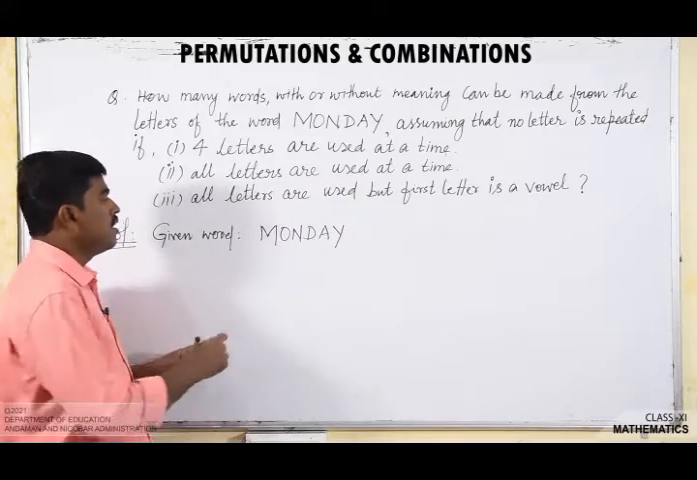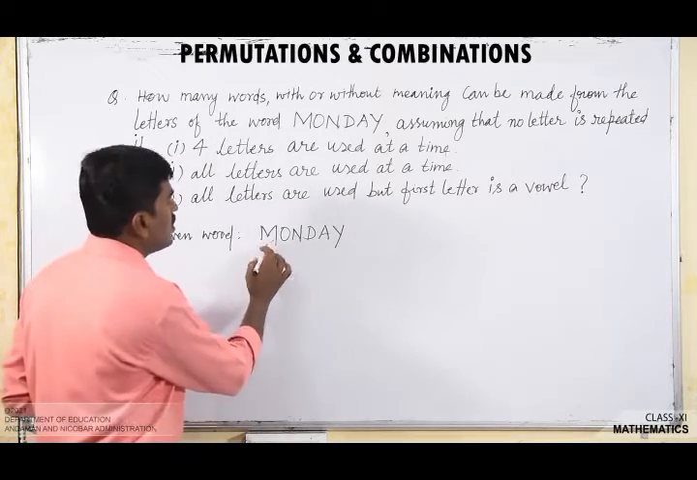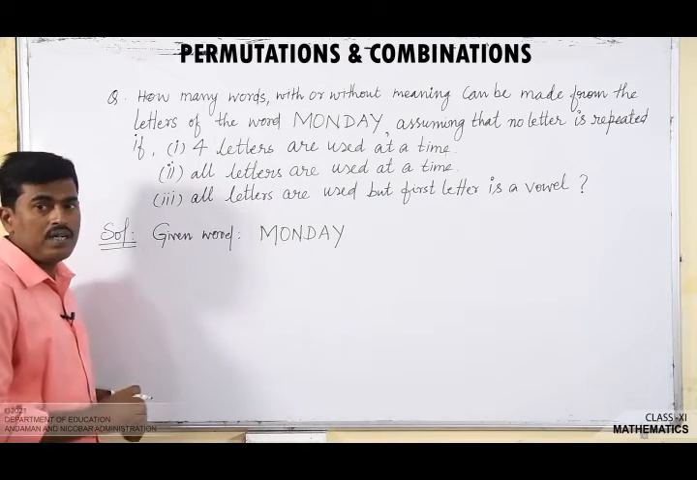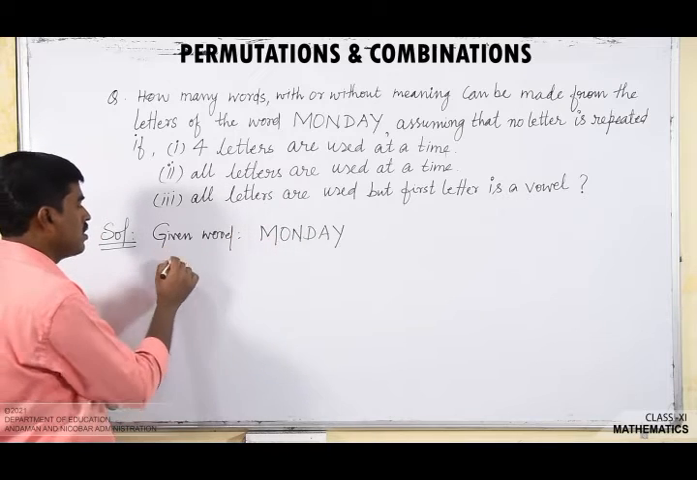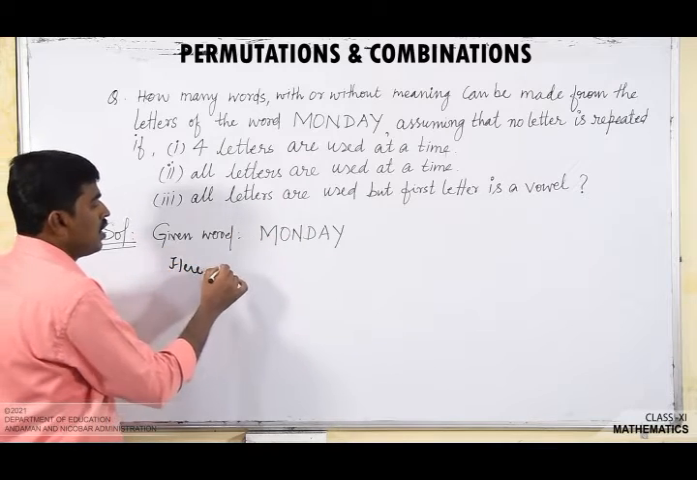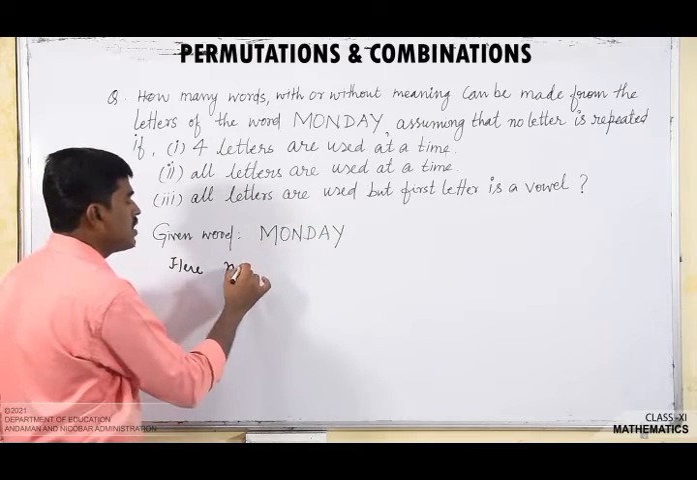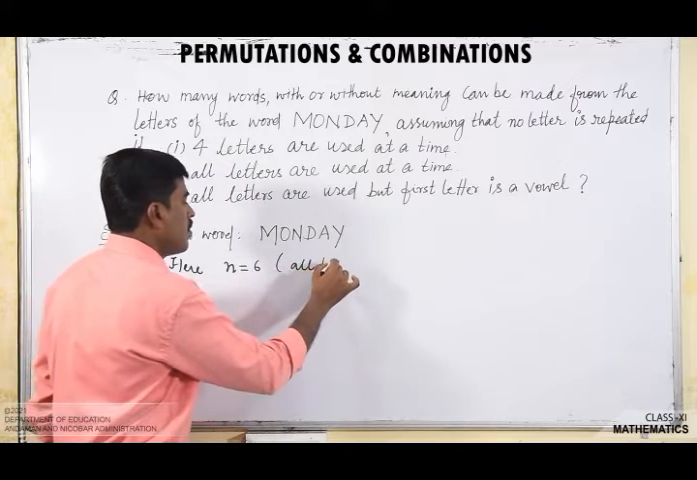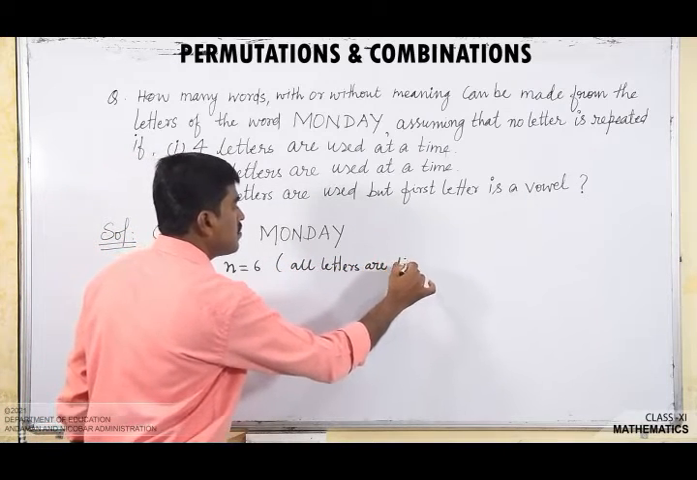Now you see in this word Monday, how many letters are there? 1, 2, 3, 4, 5, 6, and all the letters are distinct. Okay, all the letters are distinct. Here the total number of letters in this word Monday is equal to 6. All letters are distinct. Okay.